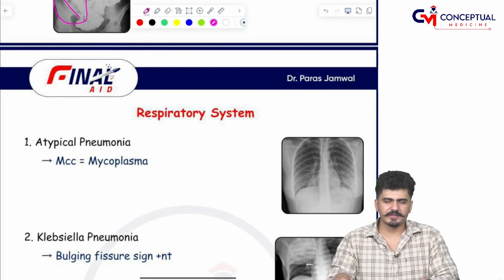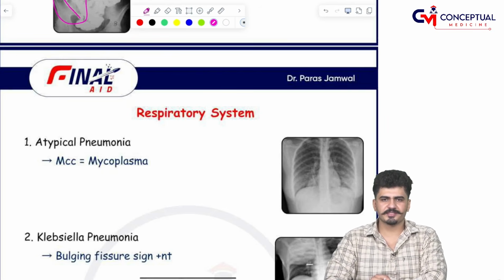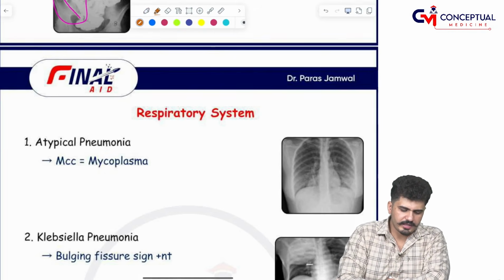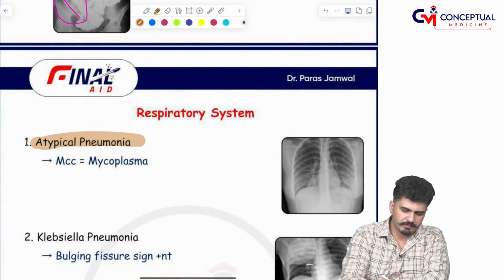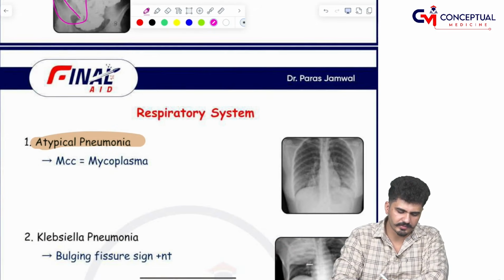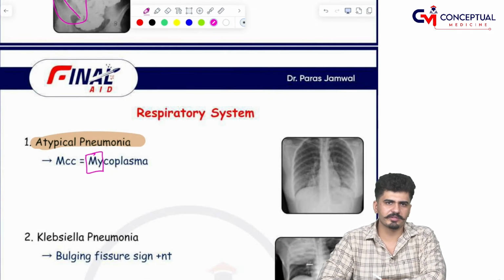Now we are good to start with the next system, and that is going to be the respiratory system. For number one, we have to talk about atypical pneumonia. The most common cause of atypical pneumonia is going to be mycoplasma. Yesterday itself we have learned about this. Atypical pneumonia, this is going to be mycoplasma.